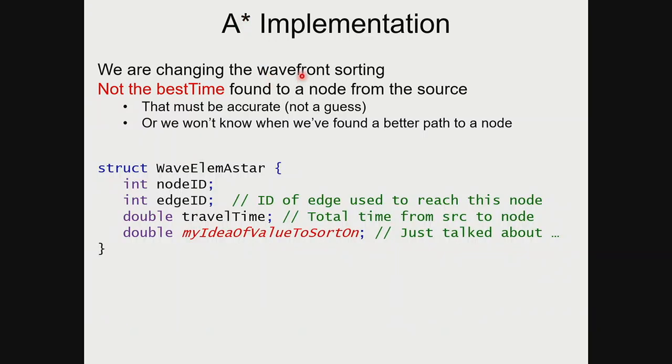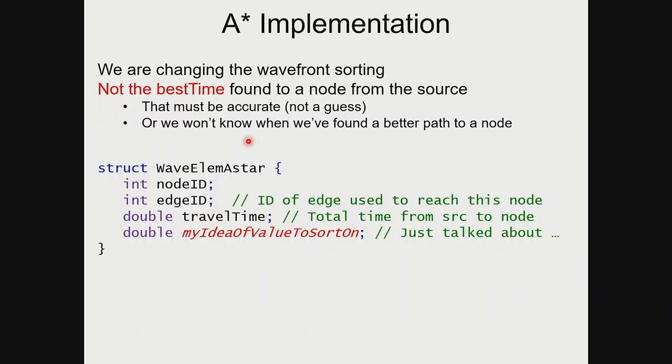Remember, we had two data structures. One is called wave element, which is whatever we populate in the heap, and another is called node, which is the global data structure that we store the best travel time to reach each node. So that should not be changed. That data structure is still global, and it's still the one that we're going to use to find the path or backtrace the path from. So it should always store the best travel time to get from the source to each node in the graph, right? What we are changing is just the wave element data structure.